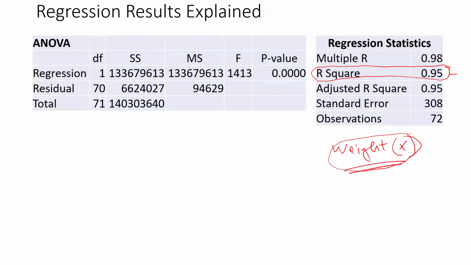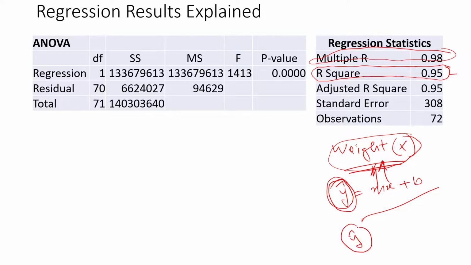The second piece that I want to mention is the multiple R. In the regression we are trying to find the predicted variable y equals something like mx plus b, something like this equation. So we'll see that soon. We are developing a predictive equation for the cost based on the weight, the x variable. Now that predicted value, and we have actual y. So there should be a correlation between these two.